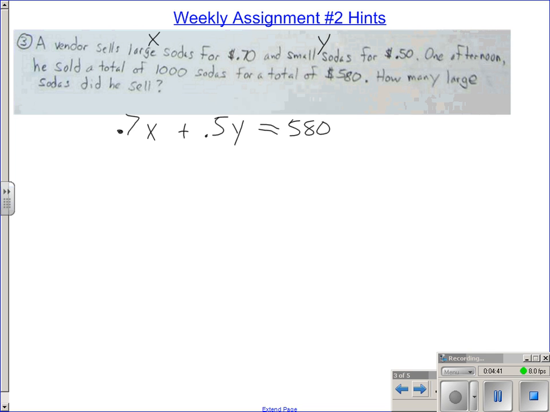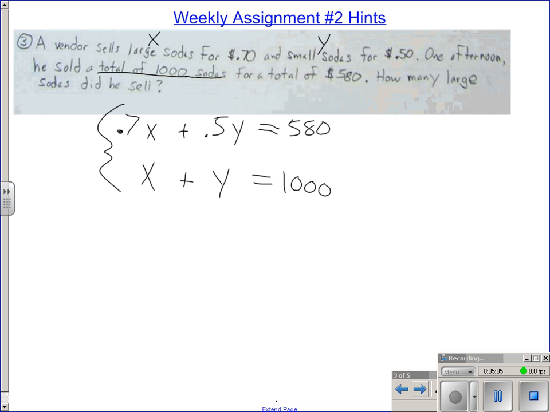That's one equation. You can't solve this one by itself. You need something else because you got these 2 variables and only the single equation. So, there was a total of 1,000 sodas. A certain number of large plus a certain number of small sodas. You add those up, you get 1,000. Okay? Here is your system of equations.